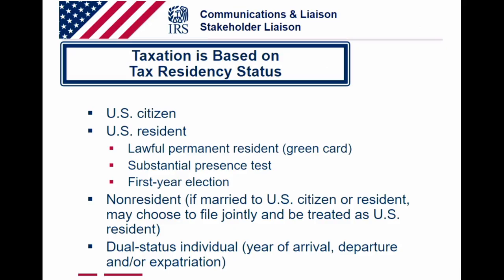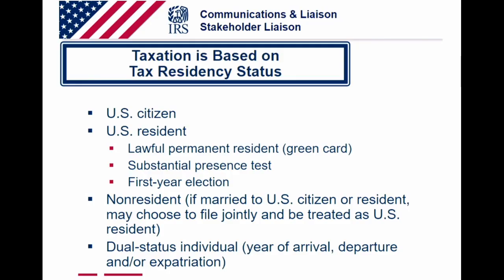And the non-resident who is neither a U.S. citizen nor a U.S. resident and is therefore taxed only on U.S. source income, but may choose to be treated as a U.S. resident by filing a joint return with their U.S. citizen or U.S. resident spouse under IRC 6013(g) or (h), and would then be taxed on worldwide income.